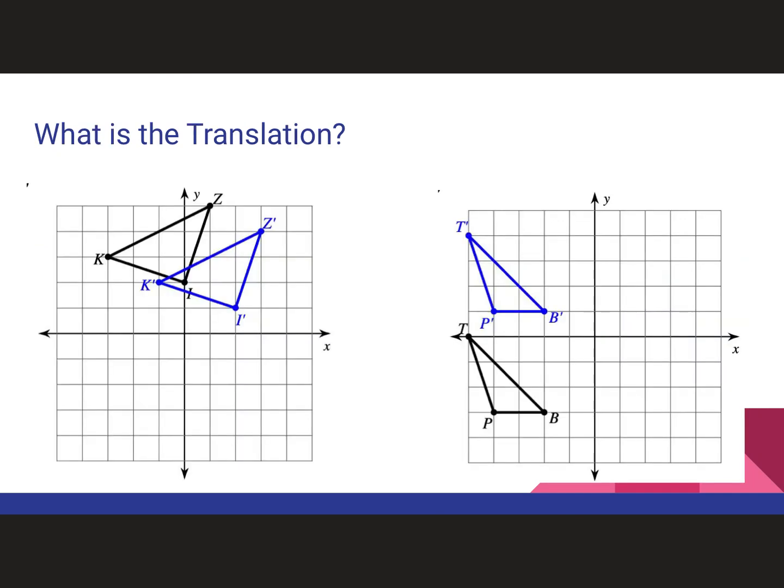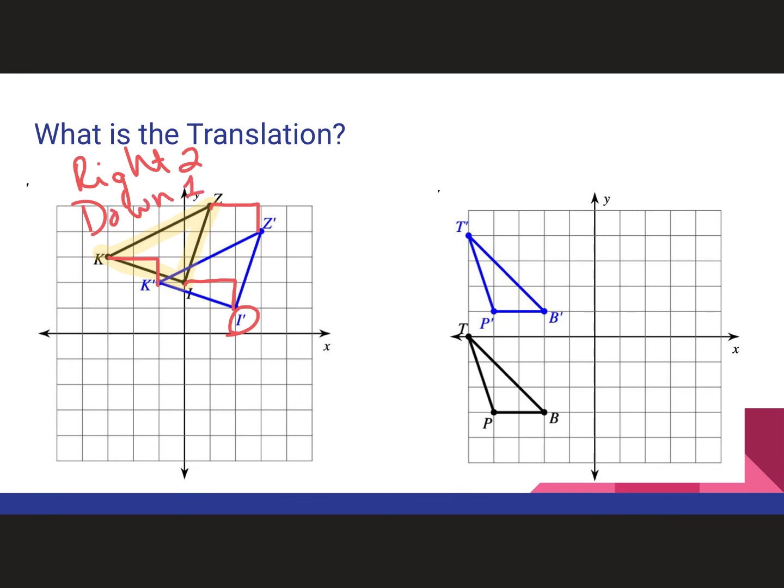Okay, one last try. In this case, we're going to look at what type of translation is happening. So first, we have to remember that we correctly identify the original. So here, on the one on the left, my original is going to be this black one. I can tell because the other side has those prime markings, those little extra apostrophes. So those little extra apostrophes tell me that that's the image. So let's look at how we move them. The Z moves right 2 units and down 1. I moves right 2 units and down 1. K moves right 2 units and down 1. So this moves right 2 and down 1.